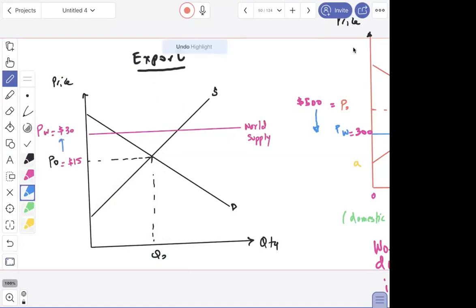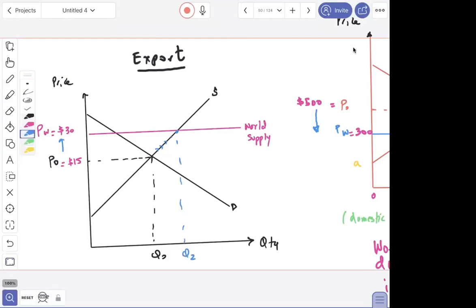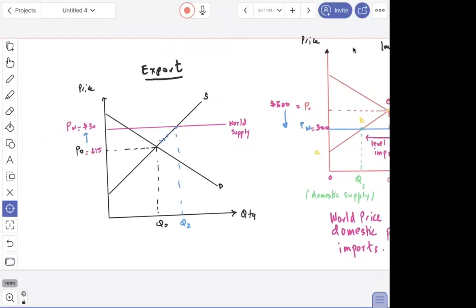So they will basically now supply Q2. Why will they supply Q2? Because they'll be like, you know what, let me sell in the international market as well, and let me sell all the way to Q2 in the international market. So Q2 becomes my domestic supply. Why? Because he's now selling all his goods at $30.